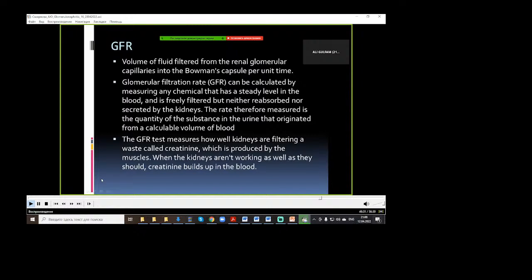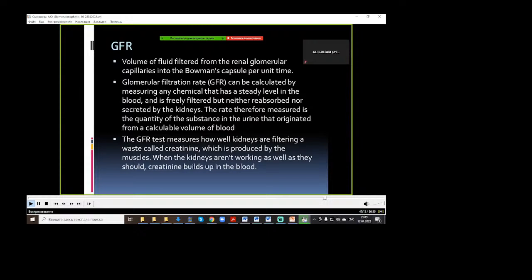So glomerular filtration rate is a very important parameter which indicates the development of renal failure. Glomerular filtration rate is the volume of fluid filtered from the renal glomerular capillaries into the Bowman's capsule per unit time. It can be calculated by measuring any chemical that has a steady level in the blood and is freely filtered, neither reabsorbed nor secreted by the kidneys.